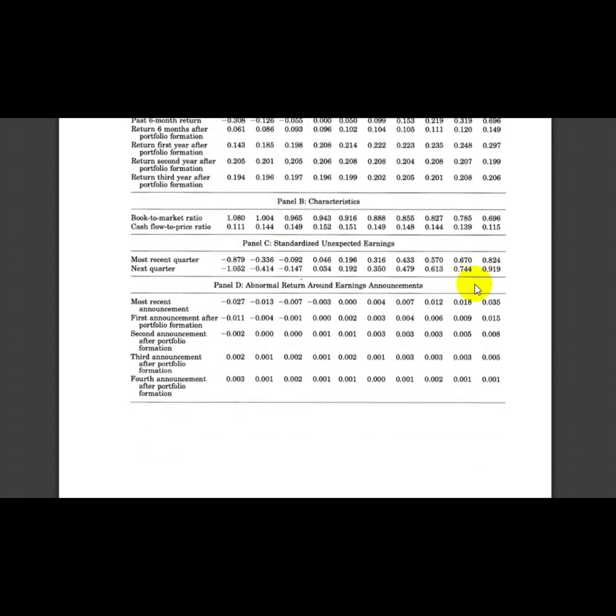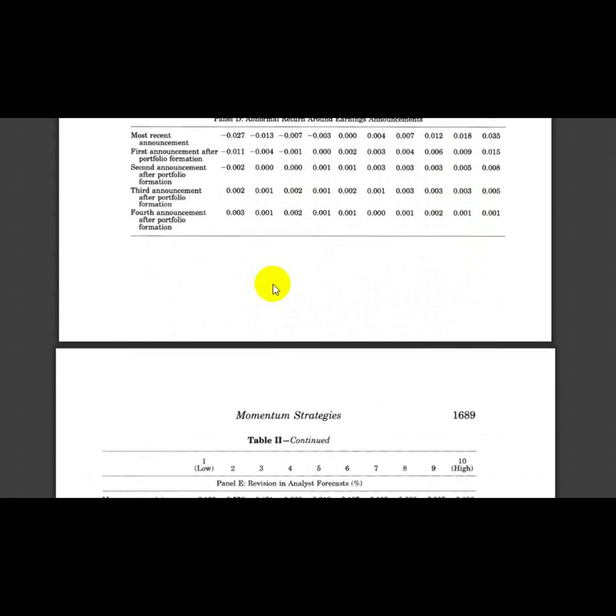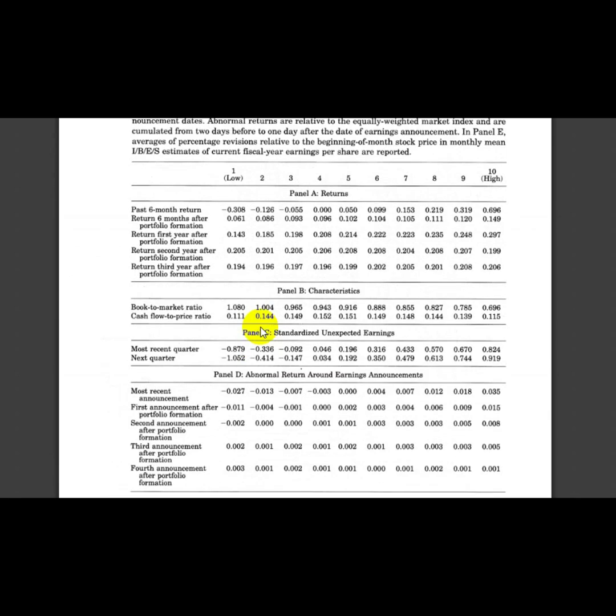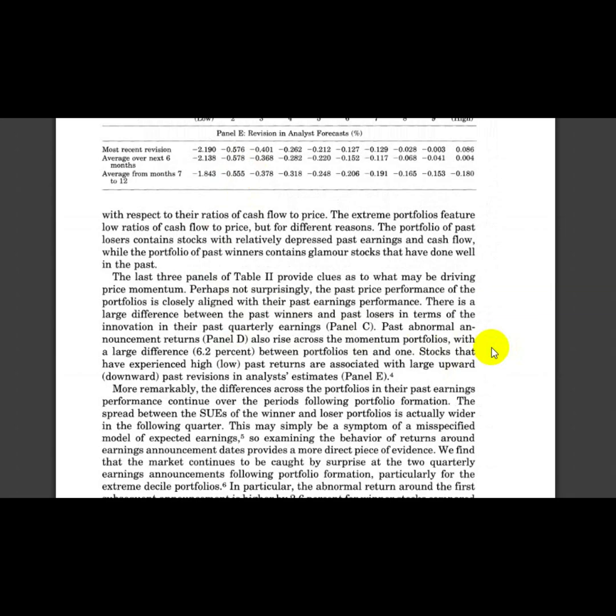And so the last three columns or panels of this table, panel C, D, and E down here, provide some more information about the source of the momentum profit. So looking here in panel C, the standard unexpected earnings, the SU, the ranking of the portfolios is strongly aligned with the most recent quarter's unexpected earnings.